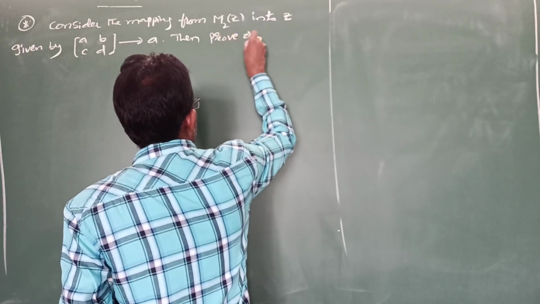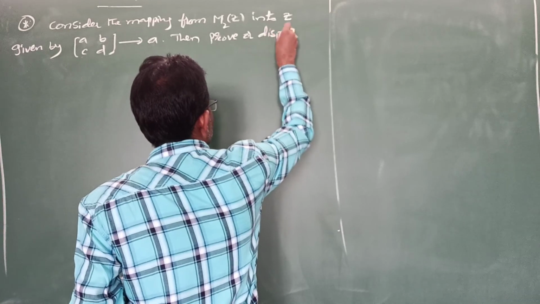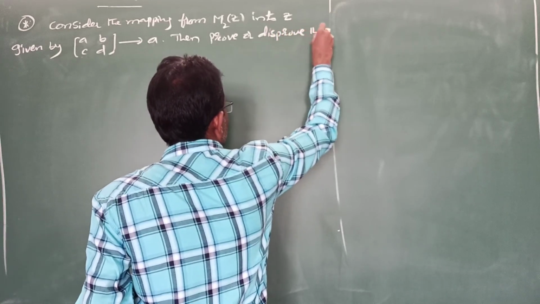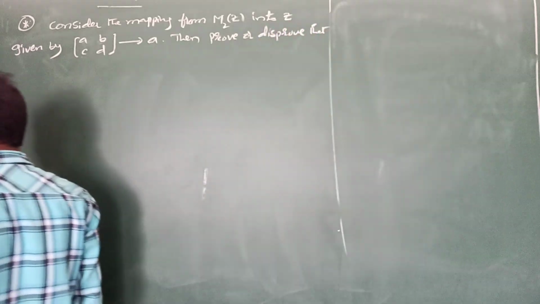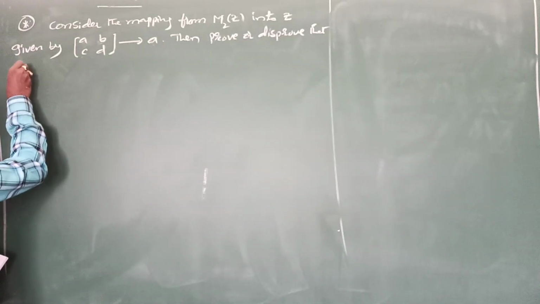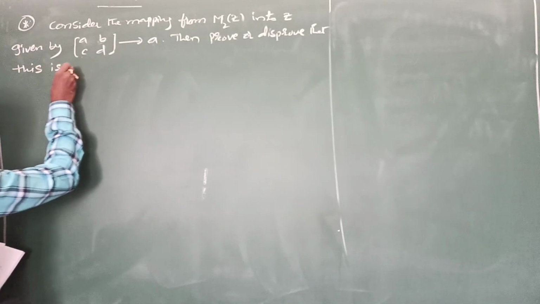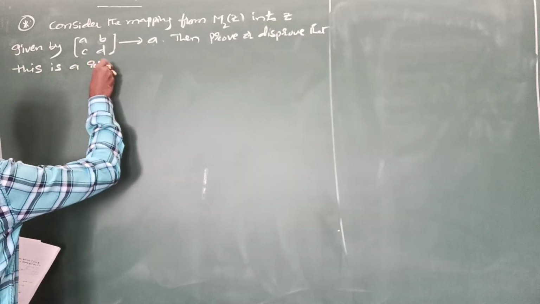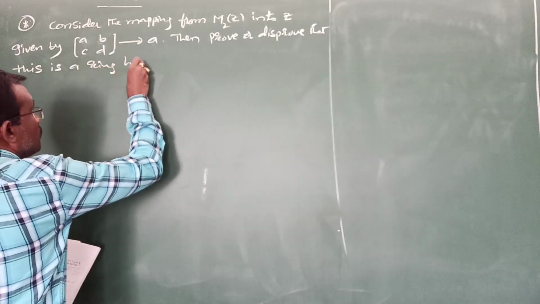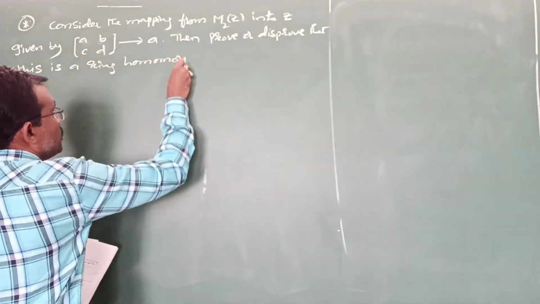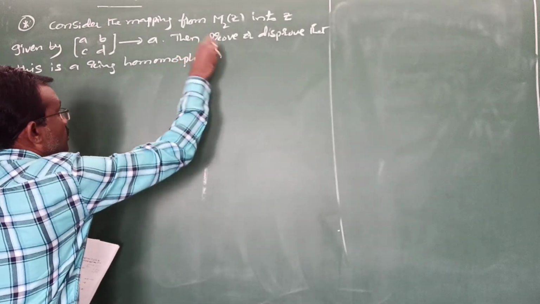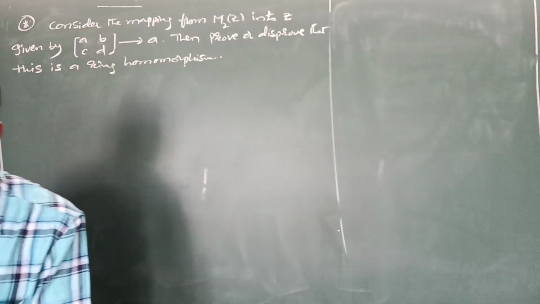that this is a ring homomorphism. That means you have to verify whether it is a ring homomorphism or not, right? We have to decide it.